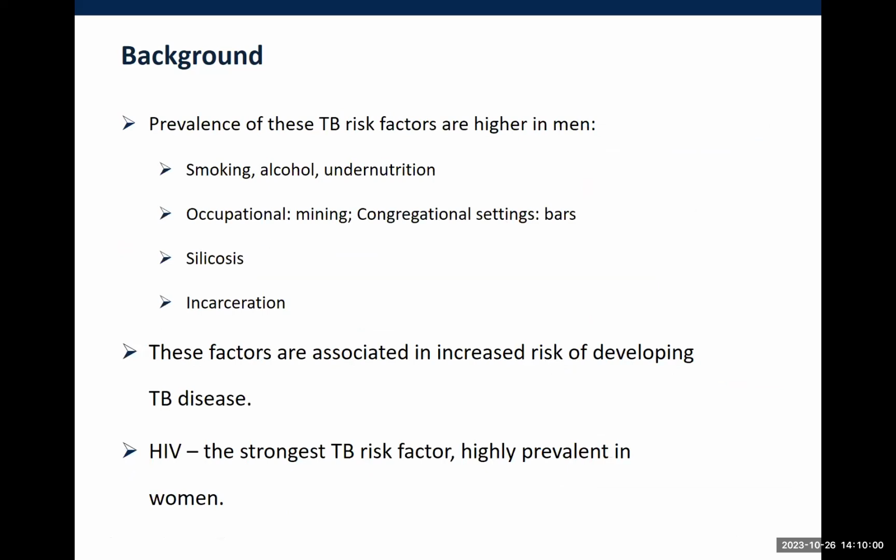So some of these risk factors that are highly prevalent among men include smoking, alcohol, and undernutrition, and others include occupational risk factors such as mining, and congregational settings such as being in bars or shebeens, and also exposure to silicosis, which is usually from mining industry, and also in the prisons. And these are well-established TB risk factors that are associated with increased risks of developing TB disease. And while HIV is the strongest risk factor, it's much more prevalent in women in South Africa.